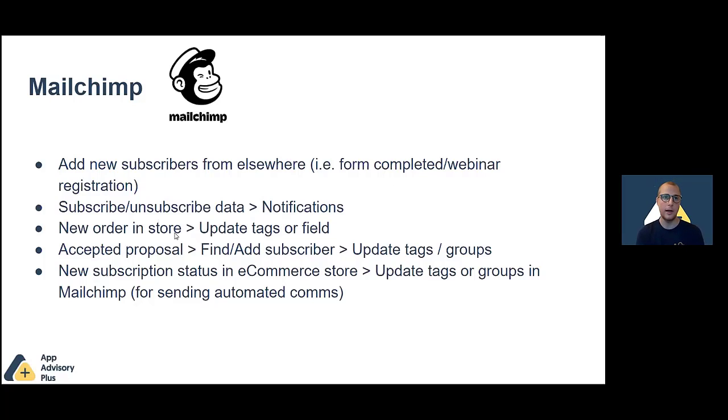For clients that are using MailChimp with e-commerce, if there's a new order in the store, you could use this to update what that is, if there's not a native integration that will do exactly what you want. I've alluded to the accepted proposal one, add subscriber to a group or a tag. And there again, I've gone through that e-commerce one as well.